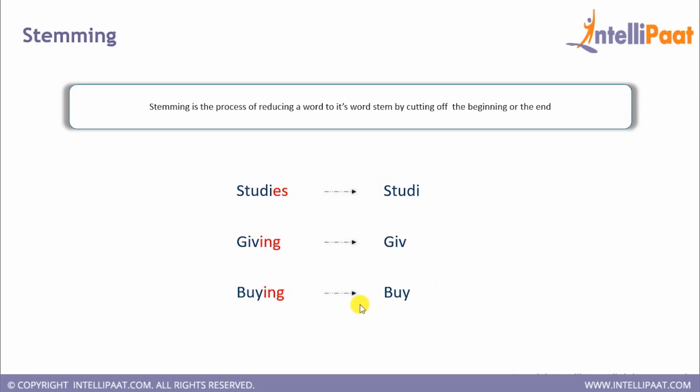So in all of the 3 cases, we see that only in the third case do we have a word which makes sense. So when we are implementing stemming, it is not always necessary that the final stemmed word which we get should have a meaning associated with it.